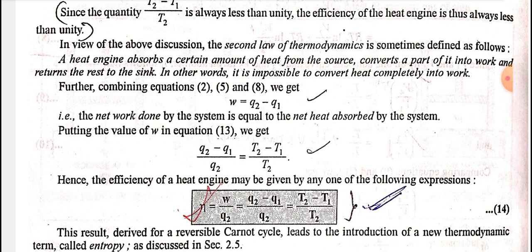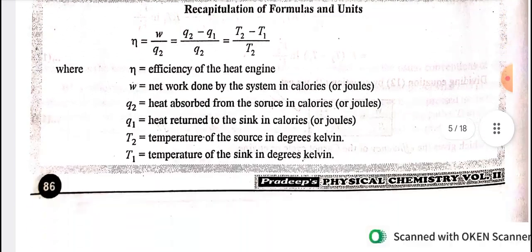Putting the value of W in equation 13, (Q2 - Q1)/Q2 = (T2 - T1)/T2. Efficiency of a heat engine may be given by any of the following expressions: η = W/Q2 = (Q2 - Q1)/Q2 = (T2 - T1)/T2. This result derived for a reversible Carnot cycle leads to the introduction of a new thermodynamic term called entropy, as discussed in the next section.